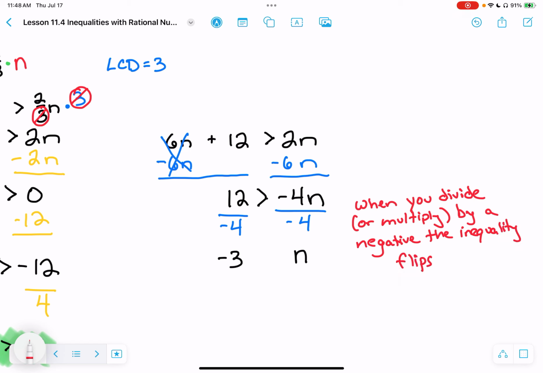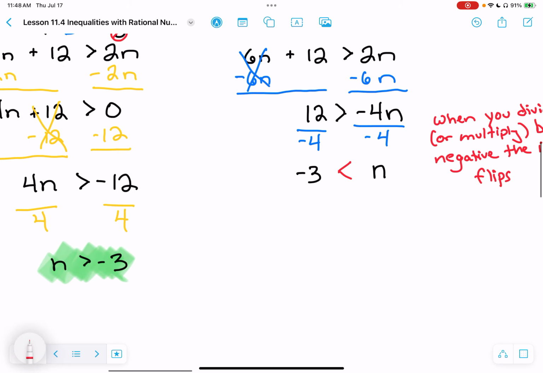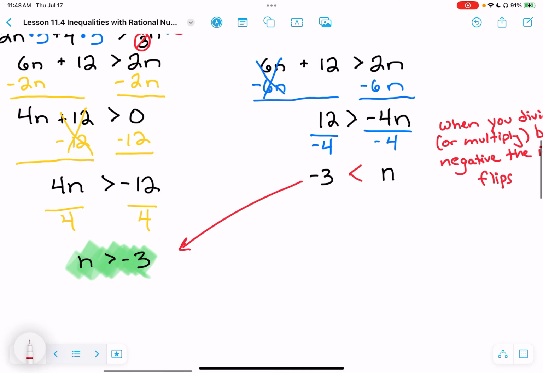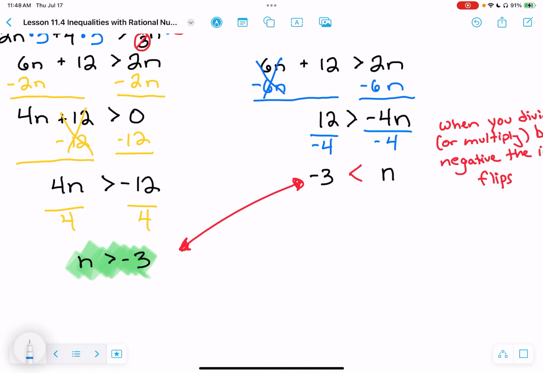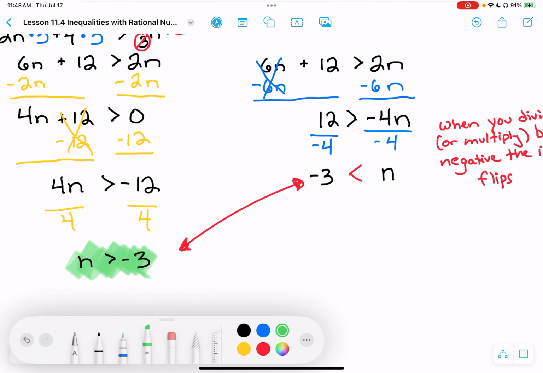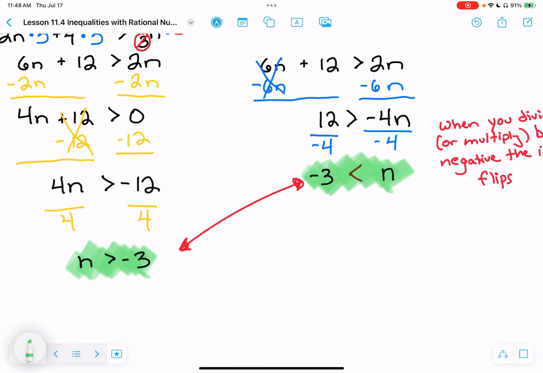So we did have this symbol as a greater than symbol, 12 greater than -4n. Now it's going to flip, -3 is less than n. And if we come down and compare, these are actually the same. The one that I have highlighted in green says n is greater than -3. And this one up here says -3 is less than n. Those mean the same thing. Both of them have the opening of the inequality towards the n. So they're saying the same thing. It's just the n is on the other side.